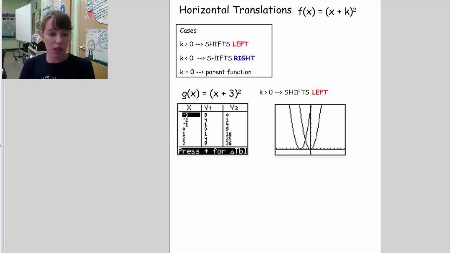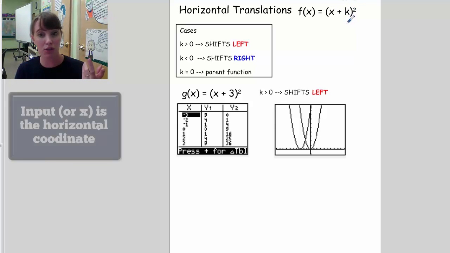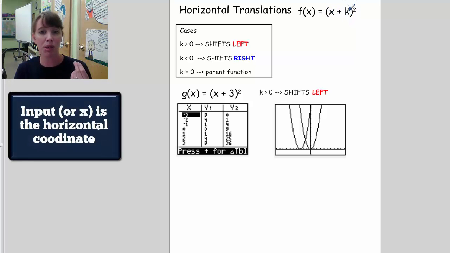Okay, now horizontal shifts work in a different way. Horizontal shifts are taking something and attaching it to the x before you square it, right? The parent function is just taking the input and squaring it. So if you mess with the input before you square it, it will make a horizontal change. So here you have x plus k, and that quantity is being squared.